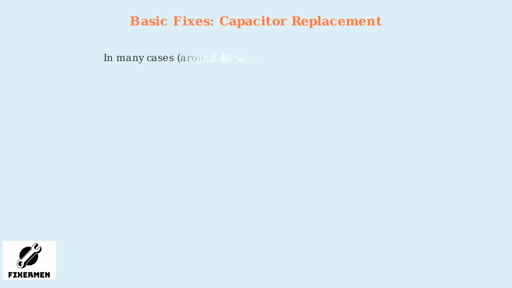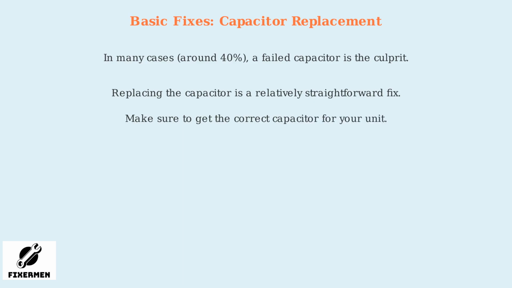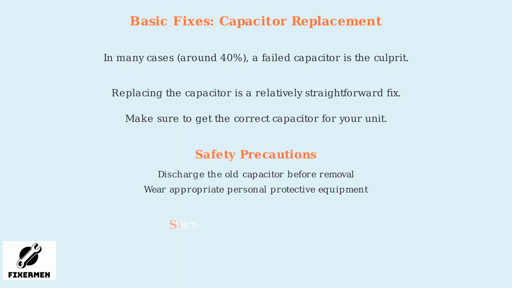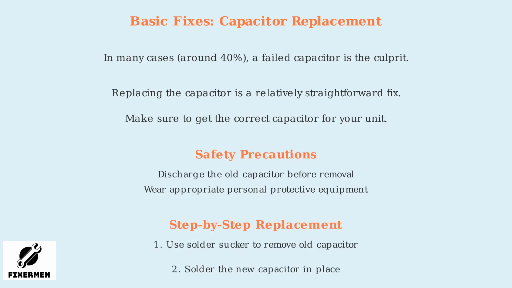In many cases, around 40%, a failed capacitor is the culprit behind Lennox Error Code 240. Replacing the capacitor is a relatively straightforward fix. Make sure to get the correct capacitor for your unit, matching the specifications like voltage and capacitance. We'll show you how to safely replace the capacitor, emphasizing safety precautions like discharging the old capacitor before removal and wearing appropriate personal protective equipment.